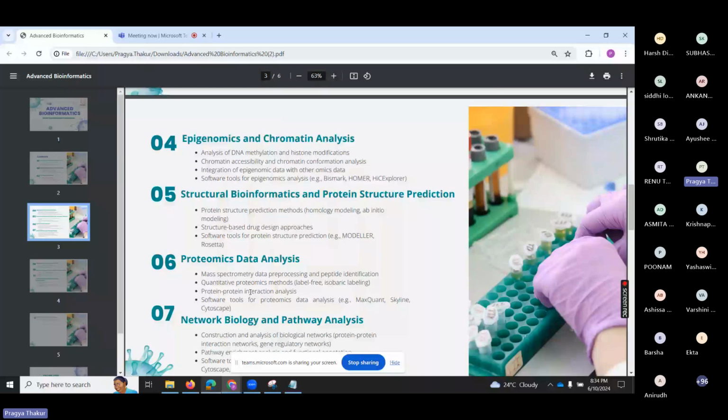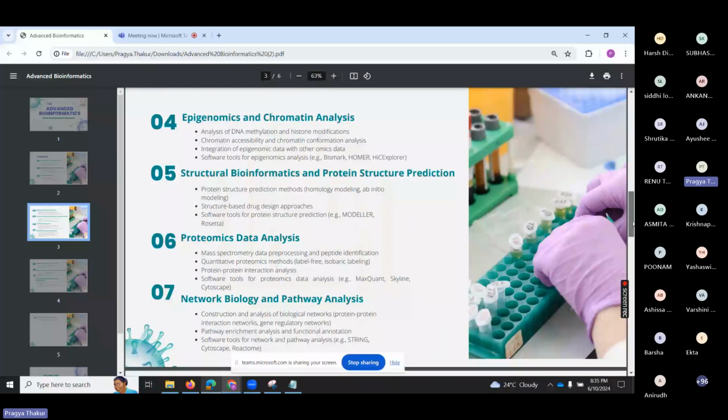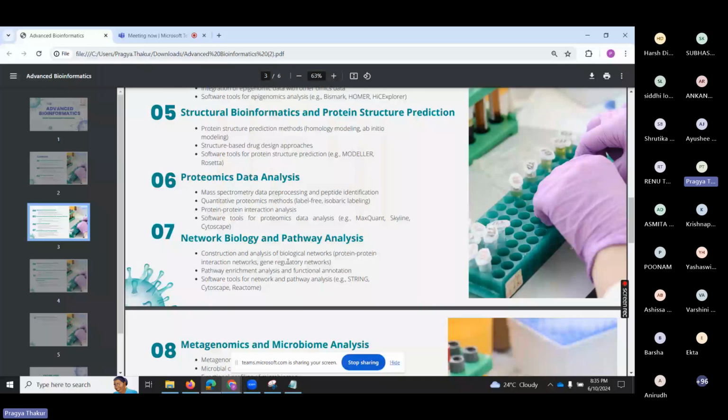Then accordingly, we will see, as today I was telling about Cytoscape. There is also the STRING database, MaxQuant, Skyline, and others, but we will see Cytoscape, one of the papers related to Cytoscape. Then there comes network biology and pathway analysis. So here we will see the protein interaction networks.